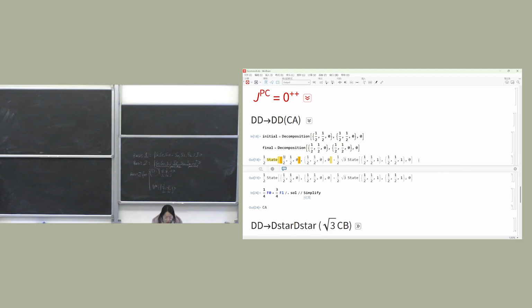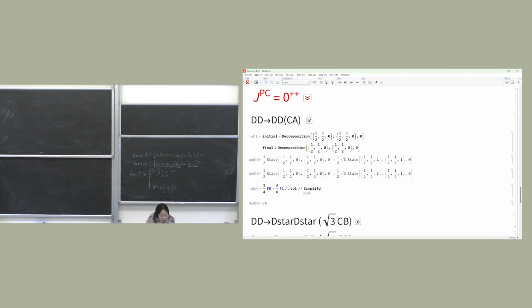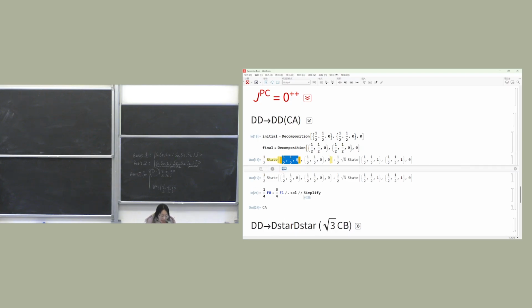After decomposing this system by basis 2, we can obtain the result. This just represents the initial and final state by basis 1. The first three numbers correspond to 1, 2, 3, the second three numbers are 4, 5, 6, and the last number is the total spin of the whole system.